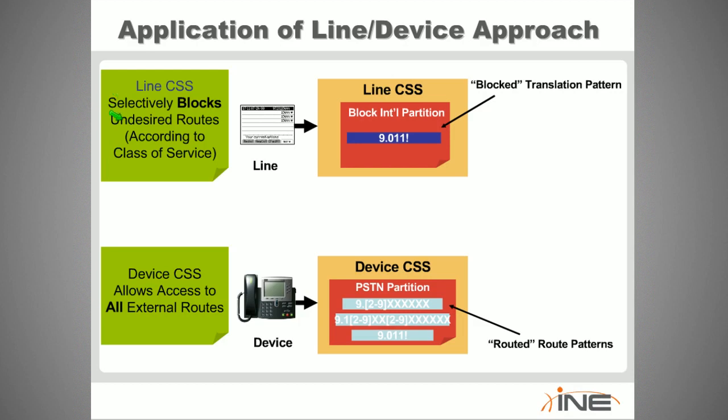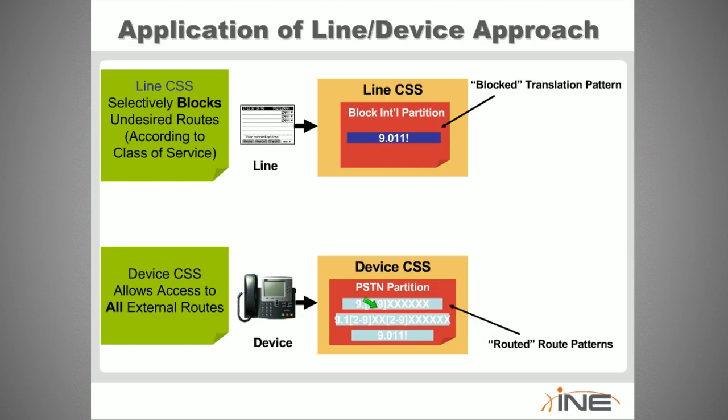Now wait a minute. What do you mean block, Mark? Don't you mean allow access to what they're allowed to dial? Well, if the device allows them to dial anything, and each of these route patterns are routed route patterns, they're not blocked, but they are routed to specific route lists and route groups, and therefore specific gateways. That's giving us our site-specific call routing.